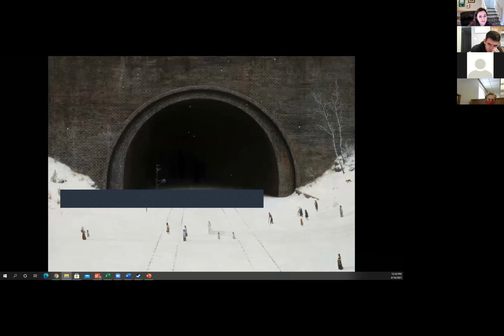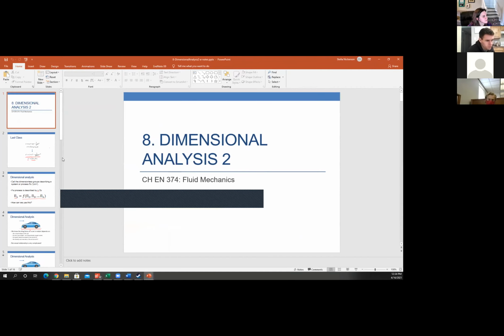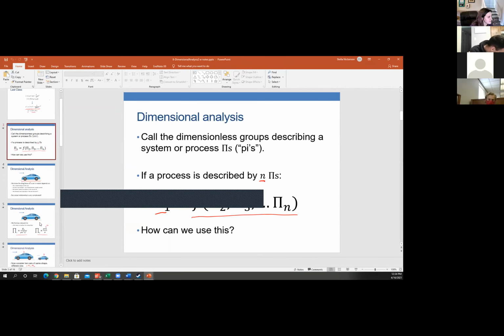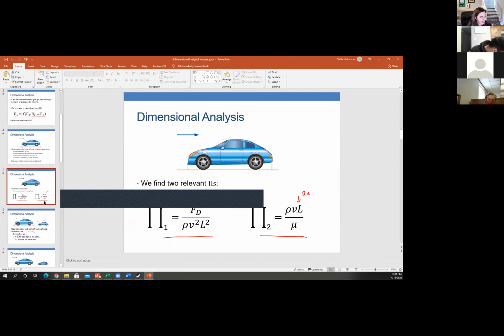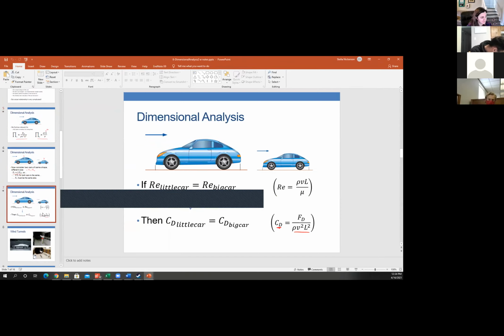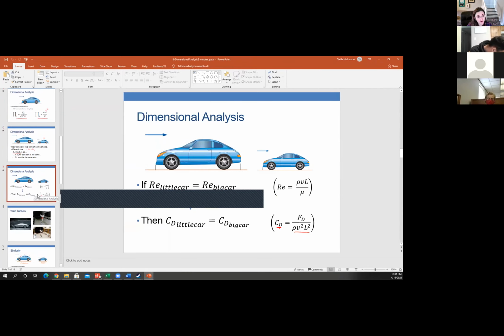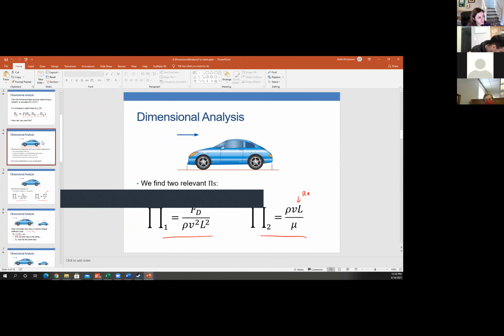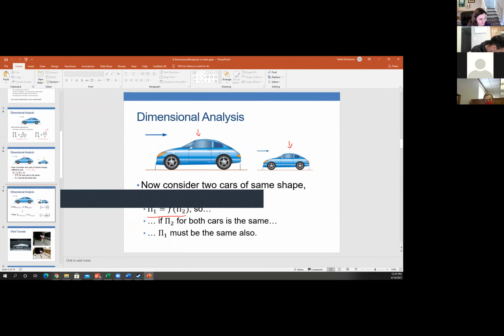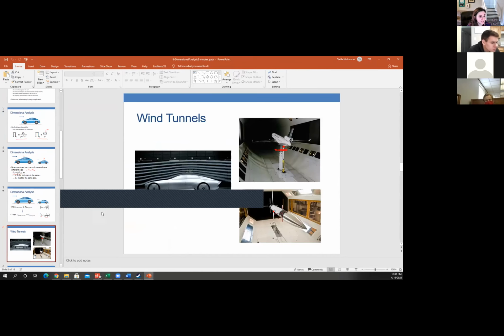The next thing we learned: if you have two different systems, let's say at two different sizes, for example, and you know all of the dimensionless groups that are relevant to whatever behavior you care about, for example, drag coming from flow, then you can say that if the two systems have the same dimensionless group, they are acting the same, that means they are similar. And this is the concept behind wind tunnels.